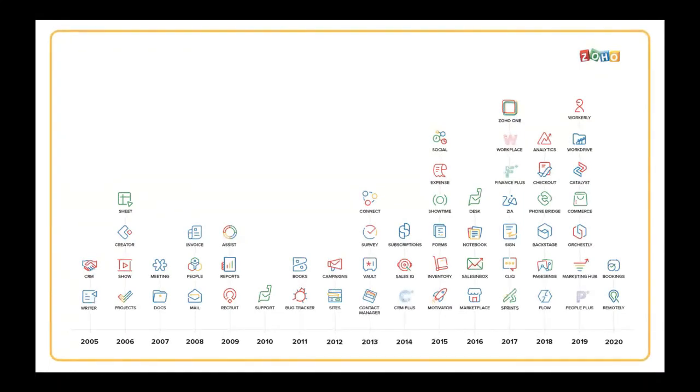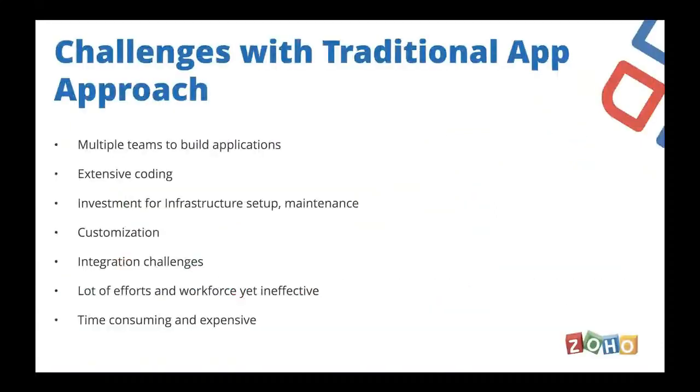Custom applications help you build applications that are unique to your business needs. But there are some challenges in the traditional app building approach. One, it is definitely resource intensive. You will need multiple teams to build the application, and a lot of effort and time. You need extensive coding if you're building it on full stack. There are investment needs for infrastructure, setup and maintenance, etc.